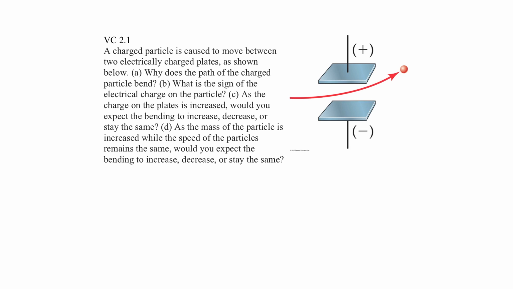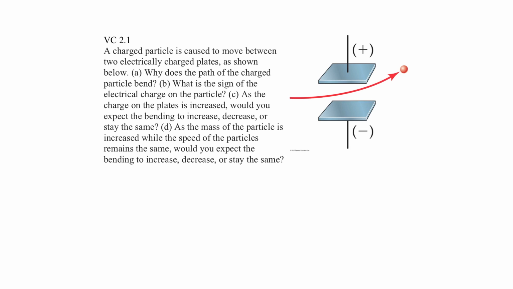A charged particle is caused to move between two electrically charged plates, as shown below. Why does the path of the charged particle bend? Okay. If it's charged, it's either going to be positive or negative. So that's what a charge is.